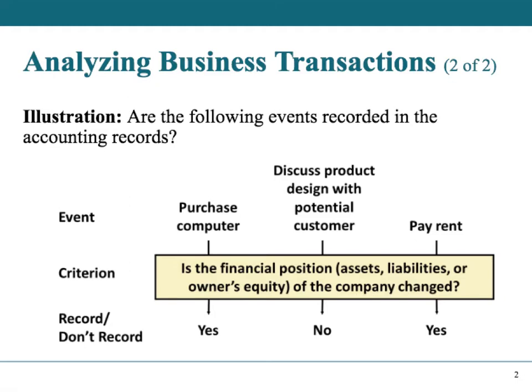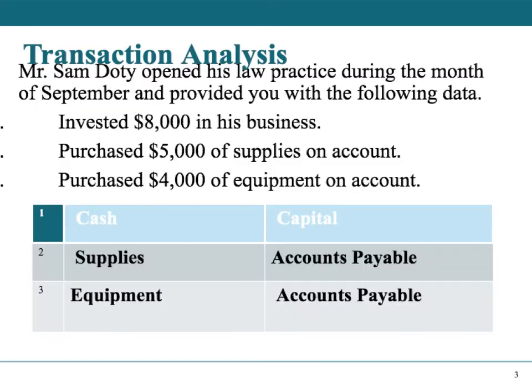And the last example here, pay rent. In this case, we paid rent, probably in cash. So since cash changed and it's an asset, we will record this event since financial position of a company changed. Let's take a look at the following transactions. And I explain them slightly different than what the explanation in the textbook is. So please pay careful attention.